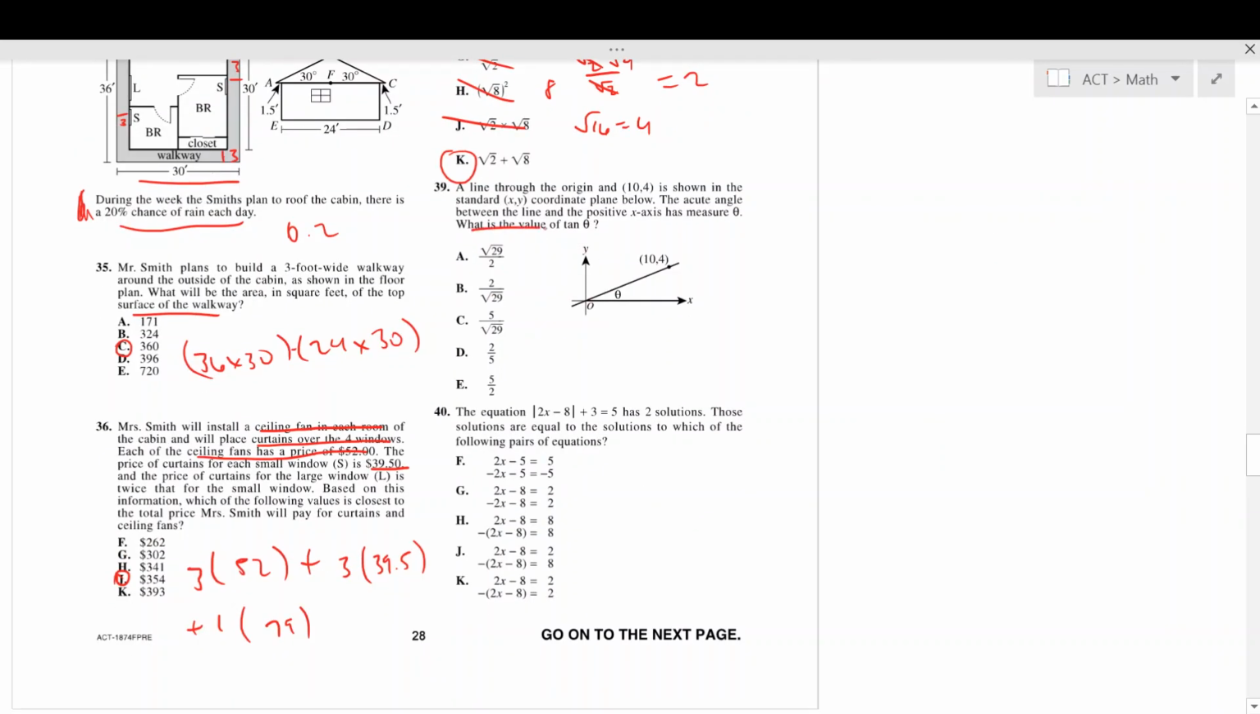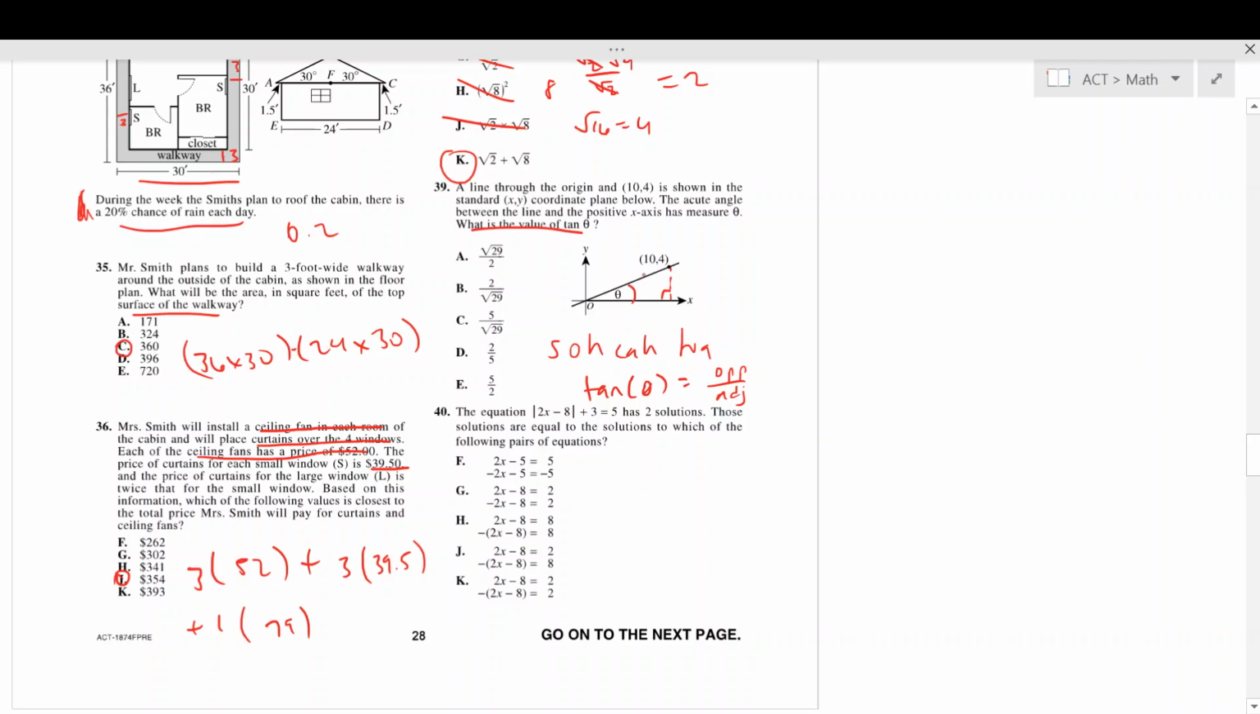What is the value of tangent theta? So remember from SOHCAHTOA, tangent theta is equal to opposite over adjacent. This is a right triangle. We need it to be a right triangle for SOHCAHTOA to work. So tangent theta is equal to opposite over adjacent.